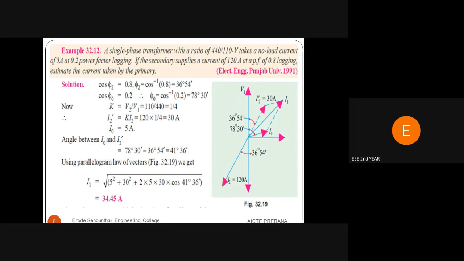By using the parallelogram vector, I1 equals square root of I naught square plus I2 dash square plus 2 into I naught into I2 dash into cos of angle phi 1. We can substitute this data in this formula and get the actual primary current, that is I1 equals 34.45 ampere. It is one of the problems mostly asked in the GATE examination. For simple calculation, we can determine the primary current I1 value.